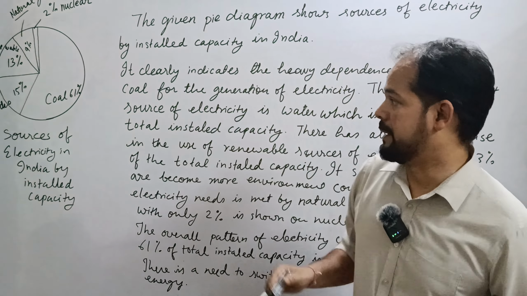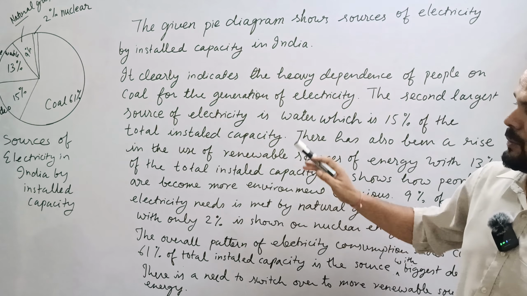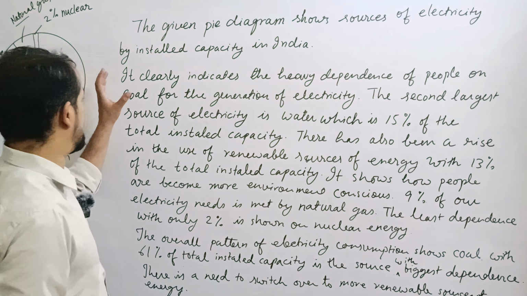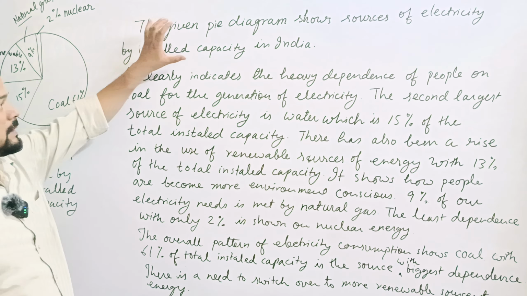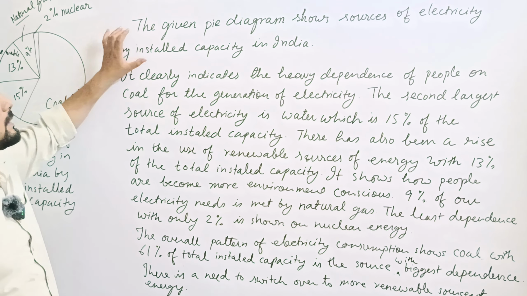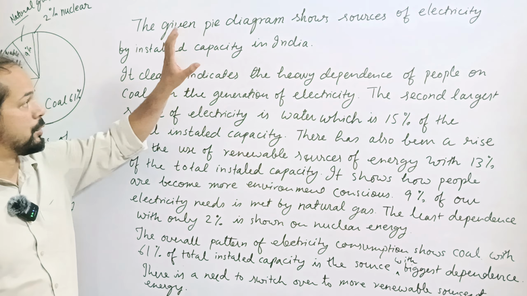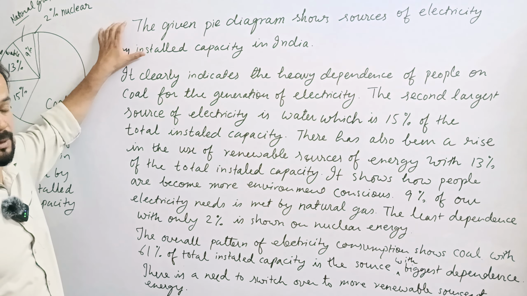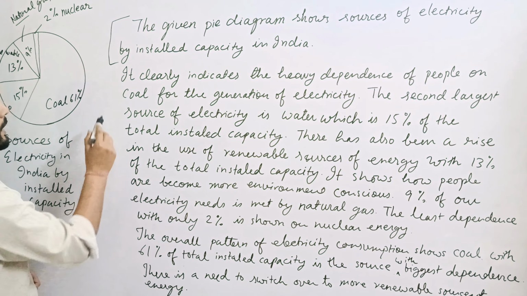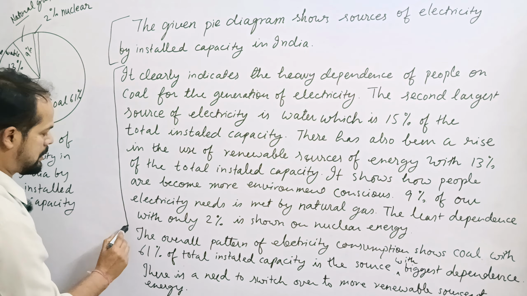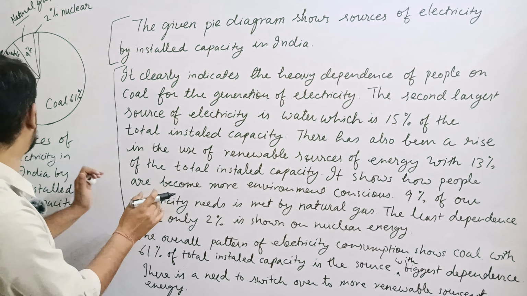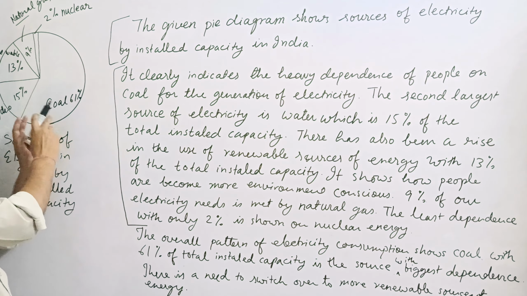So children, I have written the analytical paragraph that is solely based on the data provided in the form of the pie diagram. As you can see, I have started with the introduction line. In the very first line I said that this given pie diagram shows sources of electricity by installed capacity in India. So what this analytical paragraph is about is written in the very first line. That is the introduction part. Then this part is the discussion part, in which I have discussed the major takeaways based on the data provided in the form of the pie diagram.